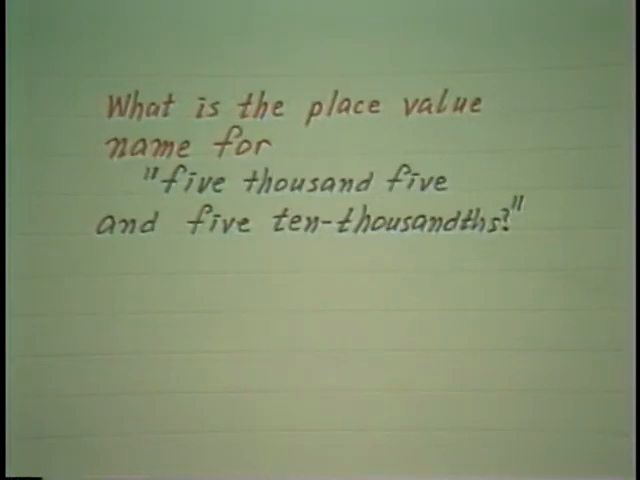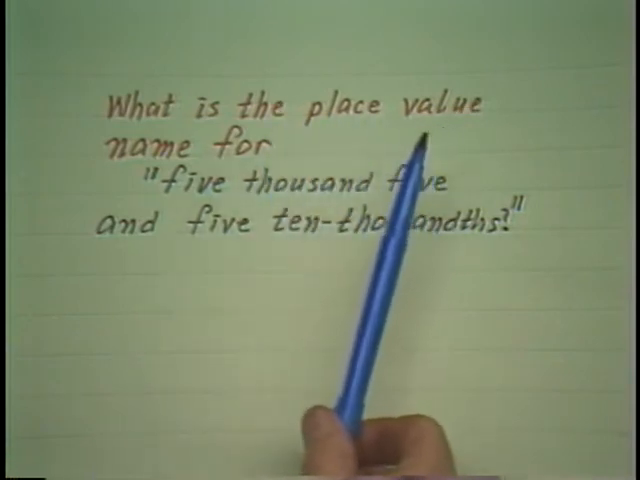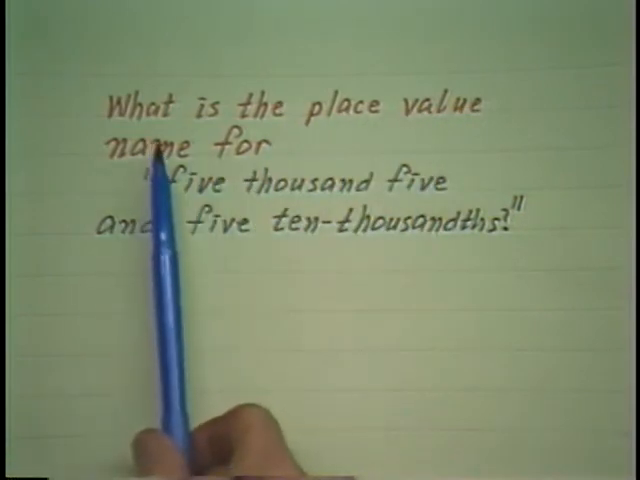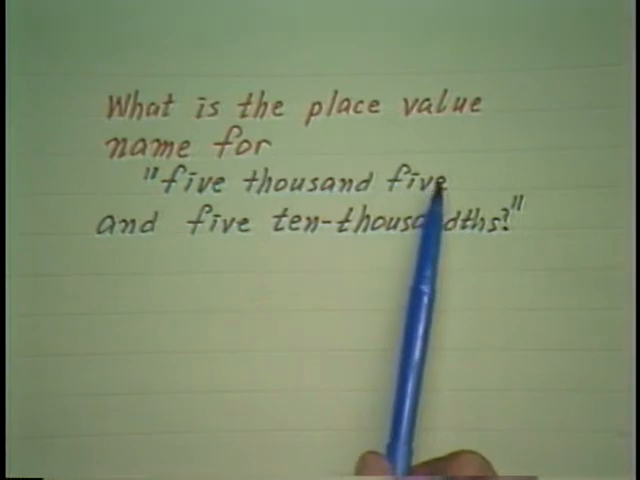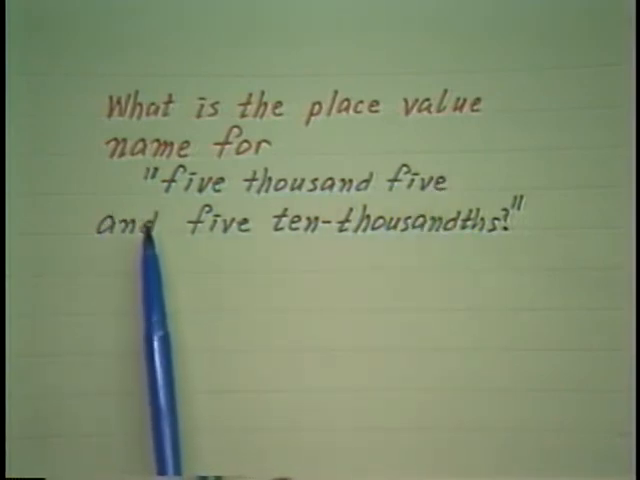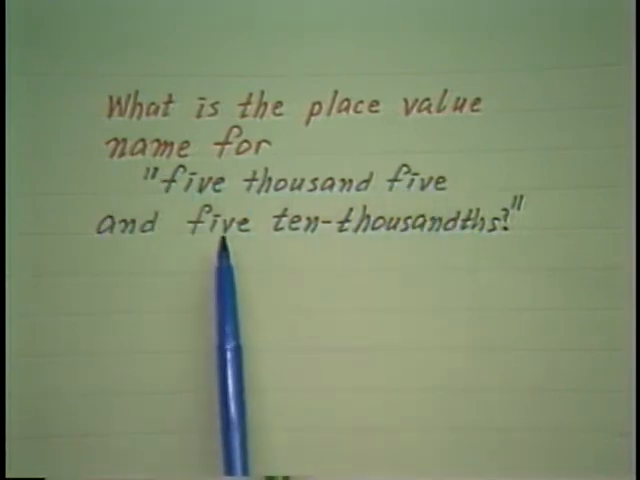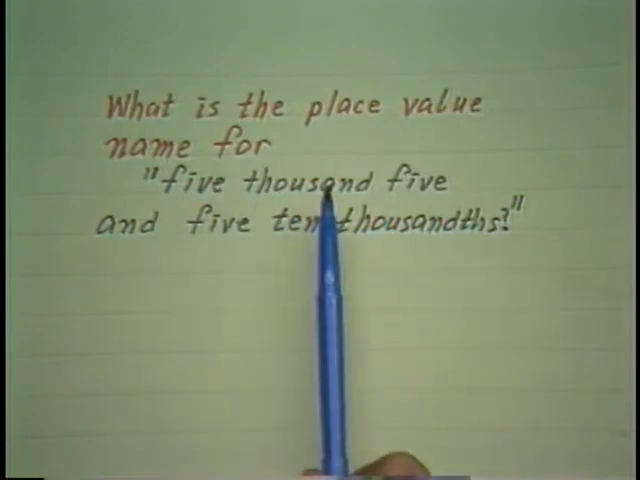Now let's reverse it, going from a word name to the place value name. So 5,005 and. The and is a divider between the whole number and the decimal. So 5,005.